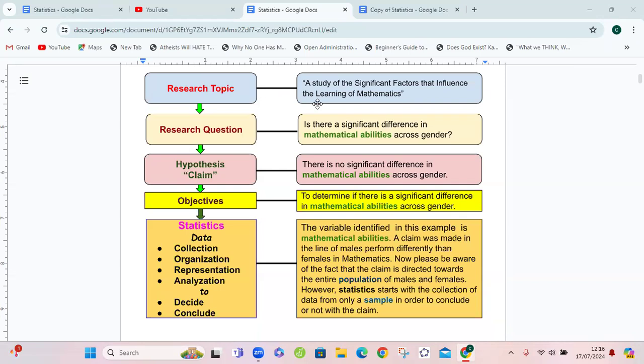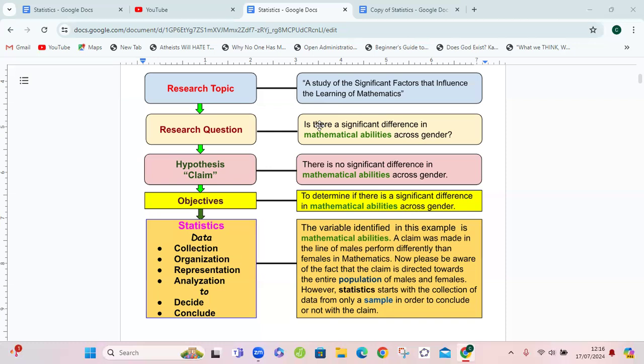Now, from that research topic comes a research question, the research problem. What about that topic is the researcher interested in? So for example, the researcher could be interested in: is there a significant difference in mathematical abilities across gender?